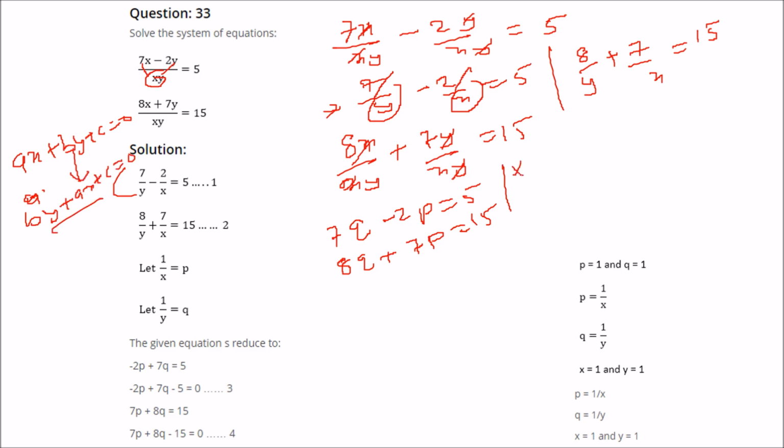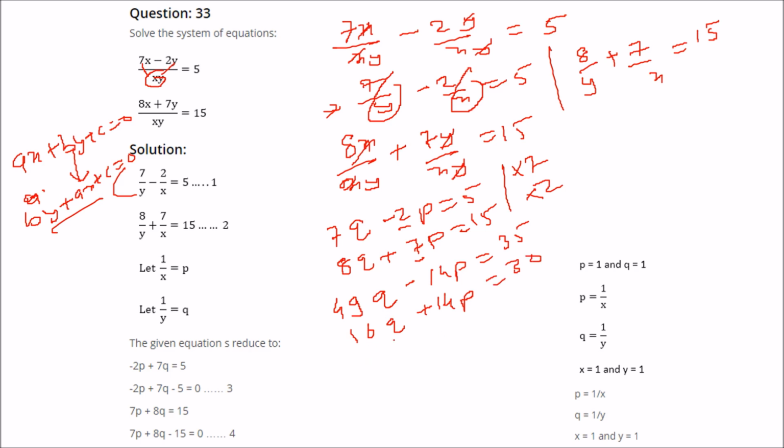Now what we'll do, we'll multiply this by 7, that means this one, whole equation, and this by 2. So what do we get? 7 7s are 49, 49q minus 7 2s are 14, 14p equal to 7 5s are 35. Here we get 8 2s are 16, 16q, and then we have 7 2s are 14, 14p equal to 30.